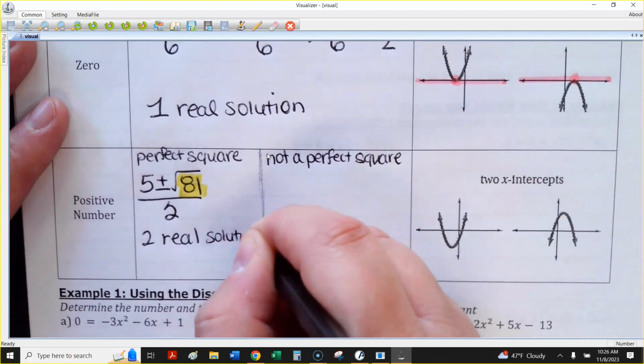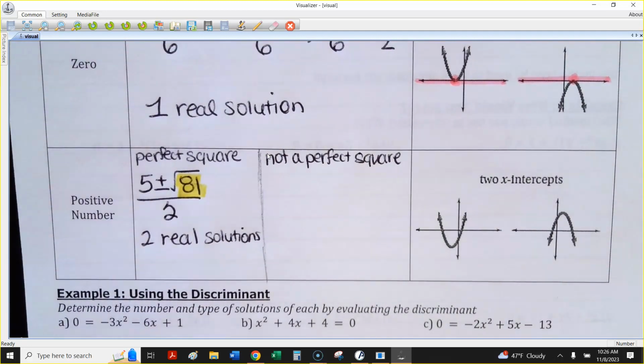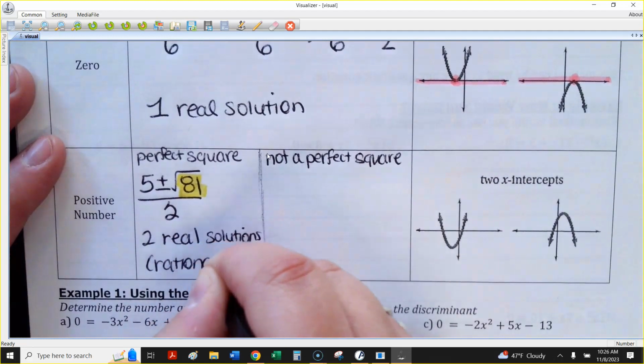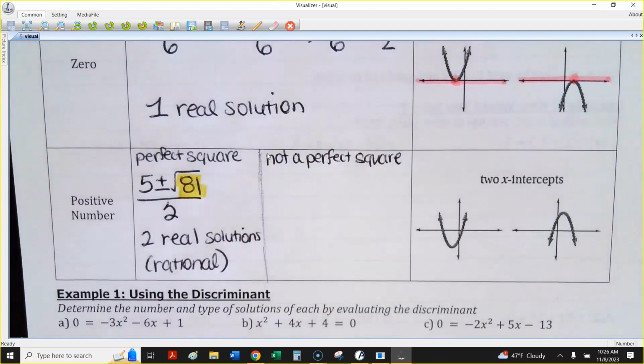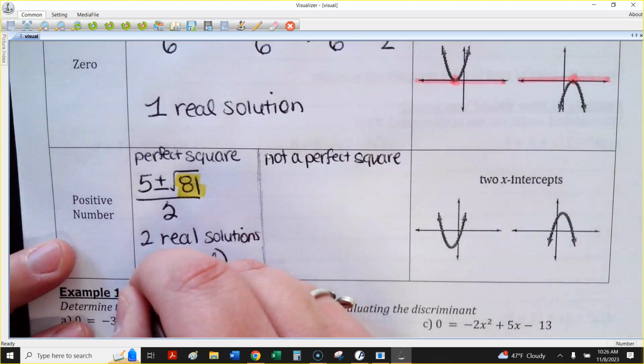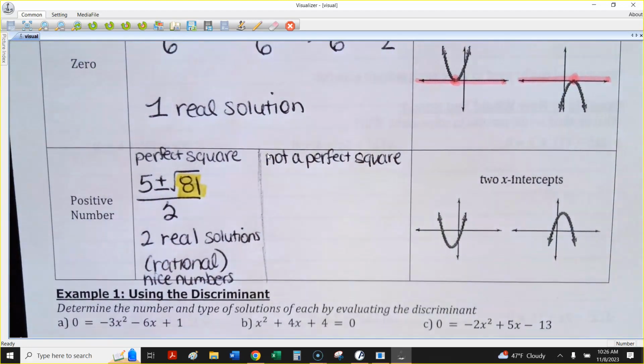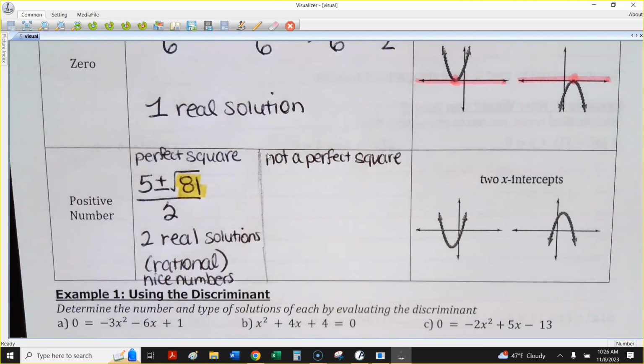Now, here's the deal. If it's a perfect square, then the 2 solutions will be what we call rational, which just means I can write them as a fraction. So basically, if you get a perfect square for your discriminant, your answers are going to be nice numbers. A rational number just means I could write it as a fraction. When I say nice numbers, maybe that's 1/3, or 6, or 2/5 or something. So it could be a fraction, but it would be a nice number.